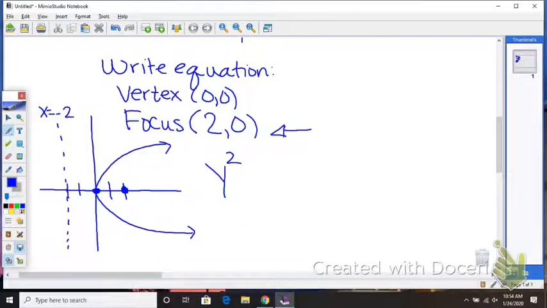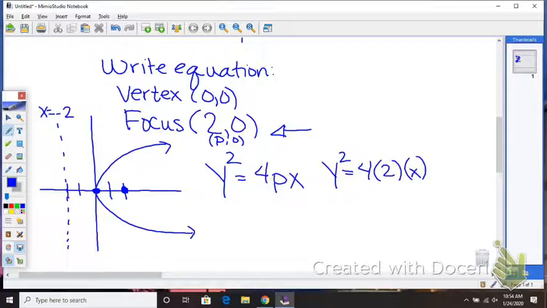So I know I'm going to have y squared equals 4px. To write my equation, I need to fill in what the p is. What would the p be here with this information? 2. It'd be 2 because your focus is p, comma, 0. So I'm going to plug in this 2 here. So I have y squared equals 4 times 2x. So my equation is y squared equals 8x.